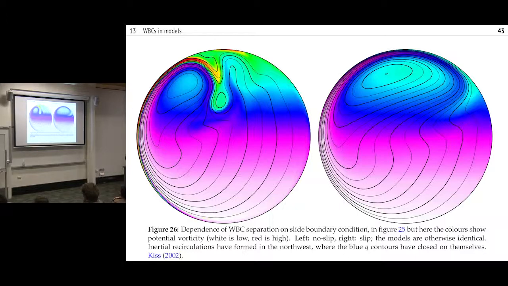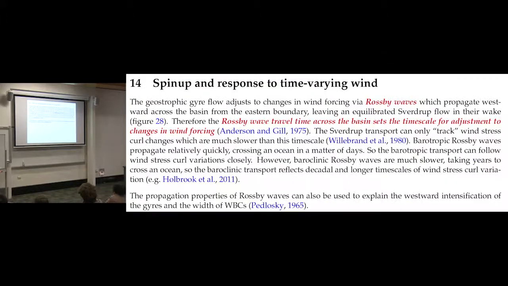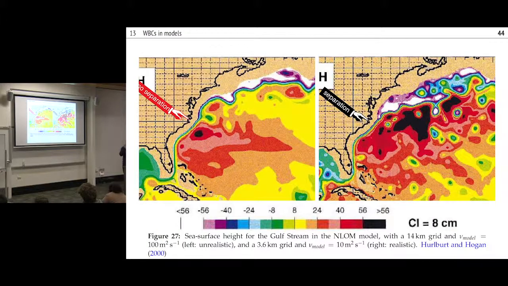I think I'm just about to run out of time. But I'll just mention, one problem with numerical models of the ocean is often the western boundary currents don't separate where they ought to. And here's an example. It's the same model, basically, but this is a different grid size. This is a 14-kilometer grid. This is a 3.6-kilometer grid scale. And this has got 100 square meters per second viscosity. This has got 10, eddy viscosity. Every other way, they're the same.